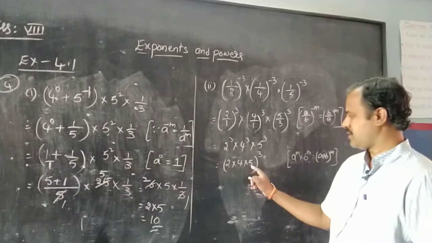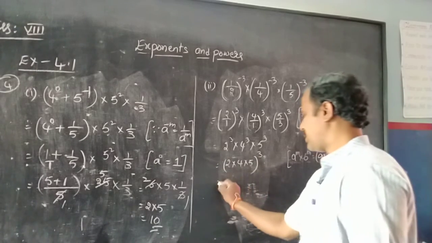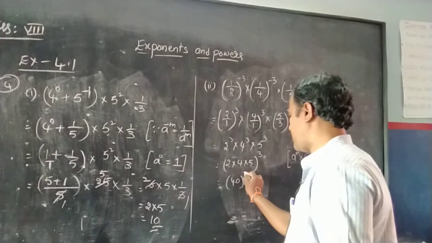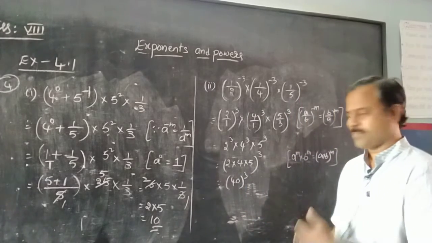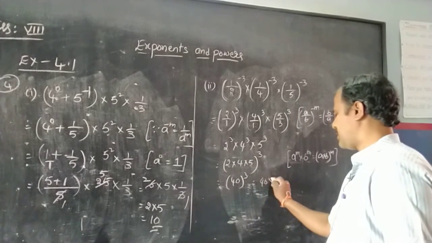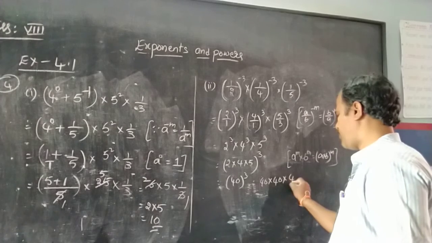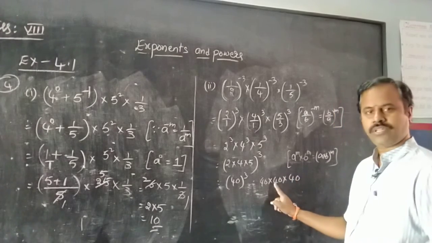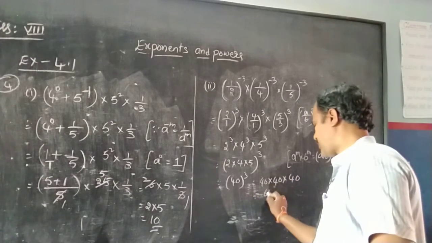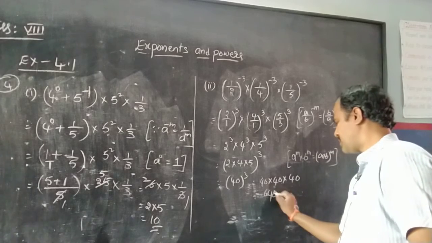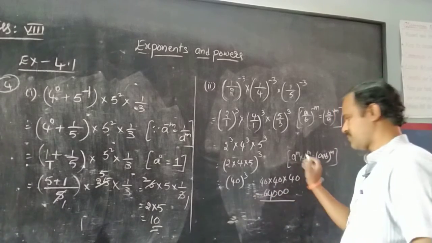So 2 fives are 10, 10 fours are 40. What do you get? 40 whole to the power of 3. That means you need to expand. That is 40 into 40 into 40. 4 fours are 16, 16 fours are 64, along with 3 zeros.